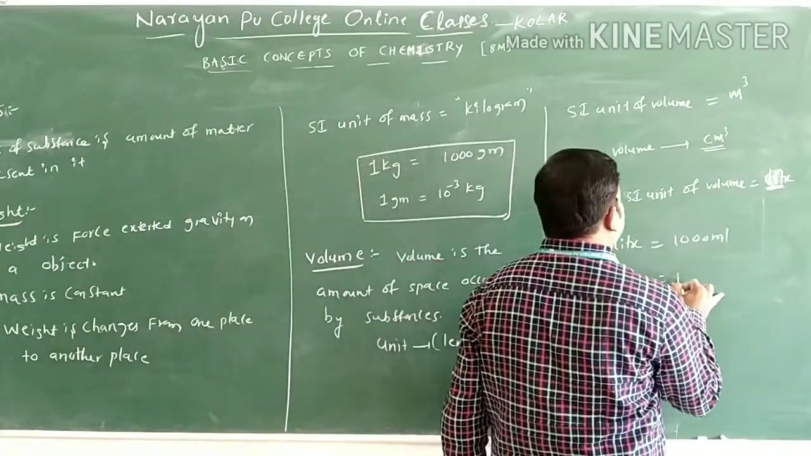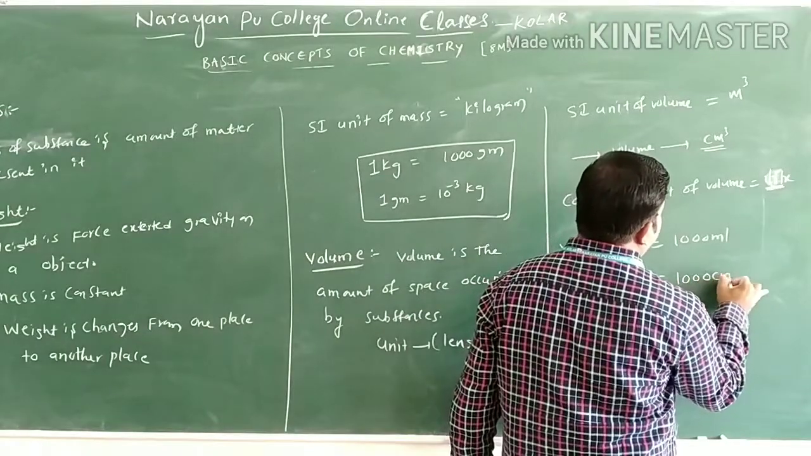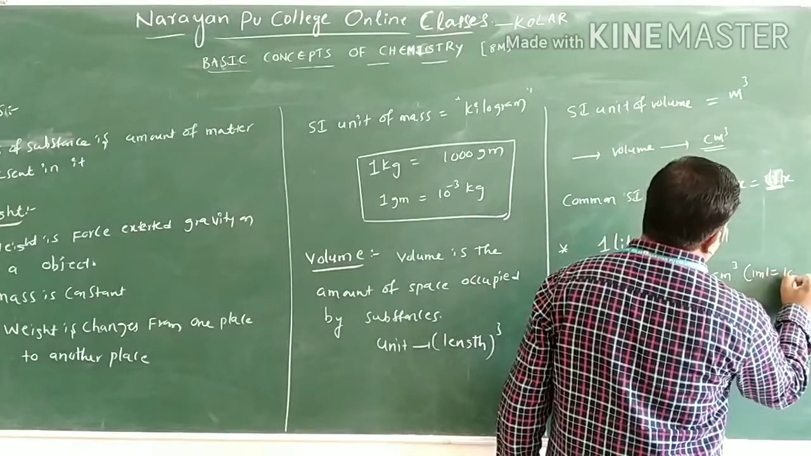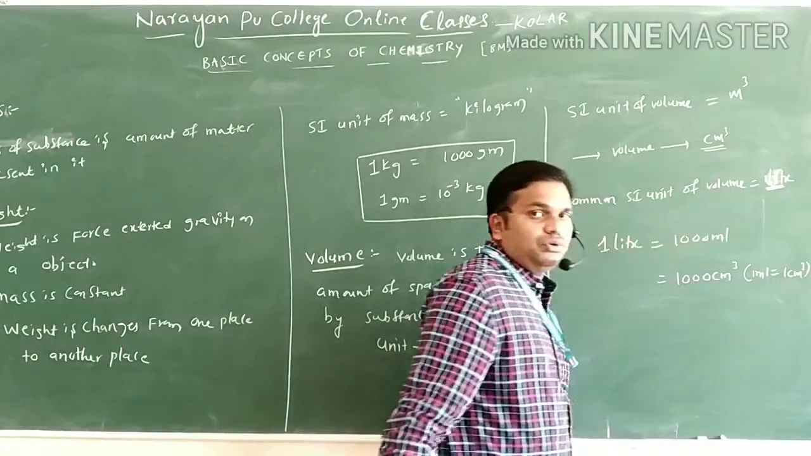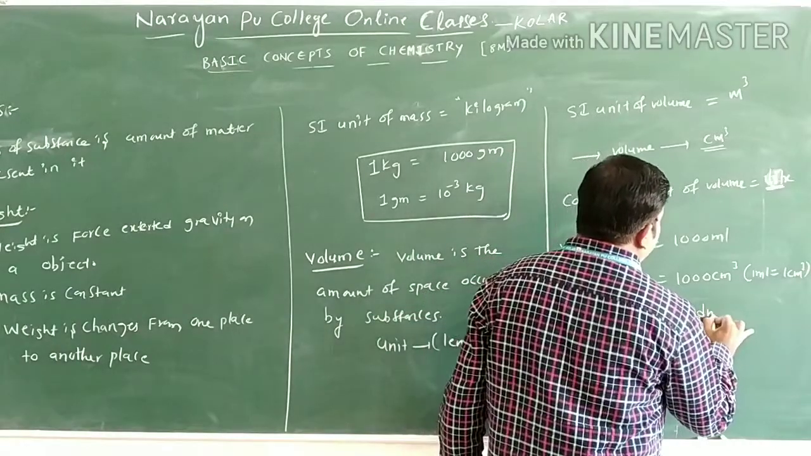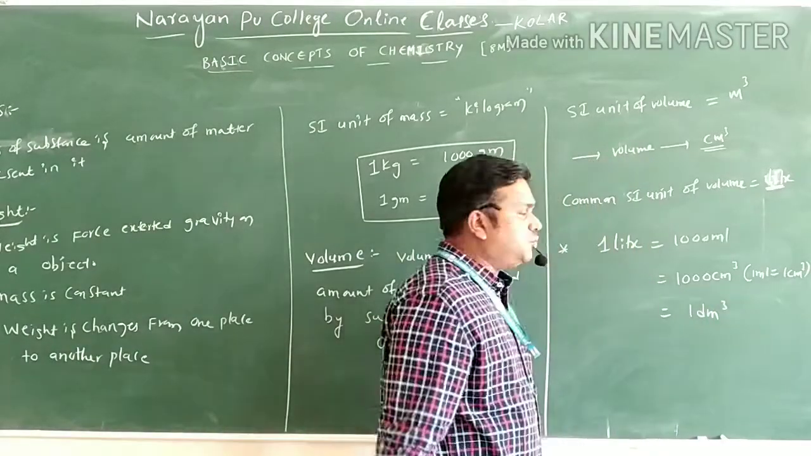From this, 1000 ml we write as 1000 centimeter cube, because 1 ml is equal to 1 centimeter cube. So 1000 centimeter cube you can write as 1 decimeter cube.